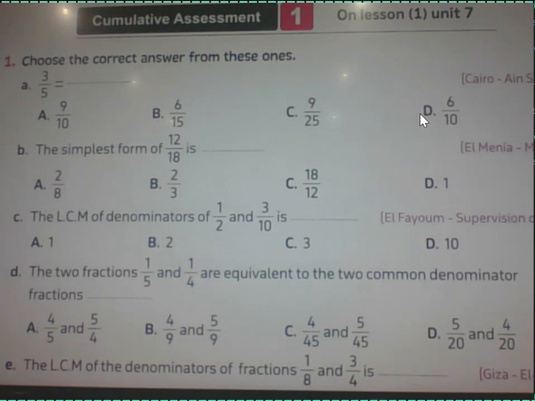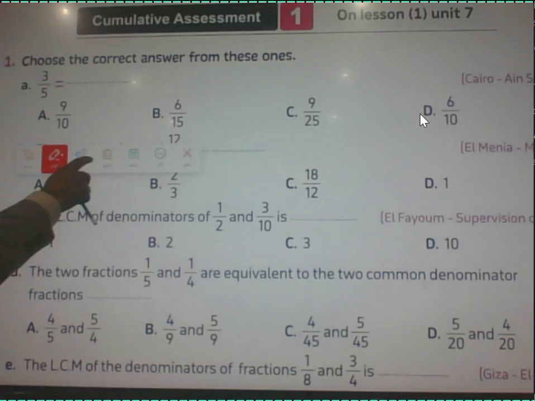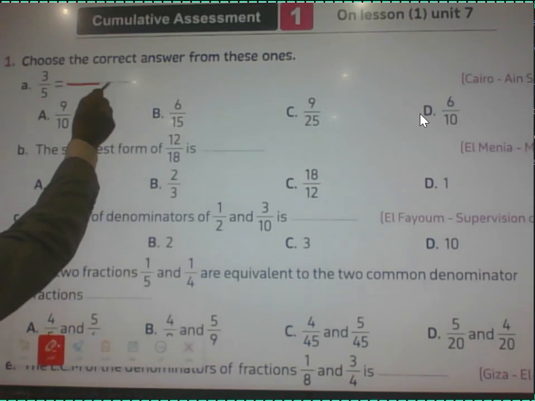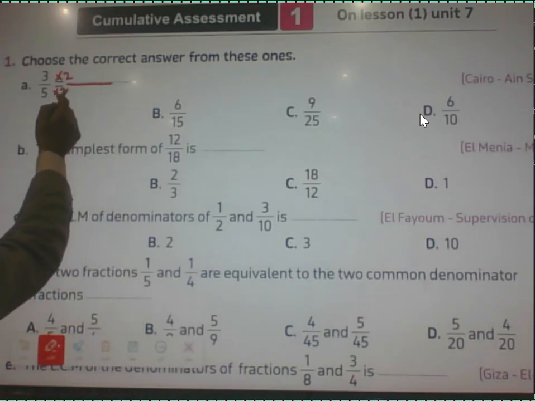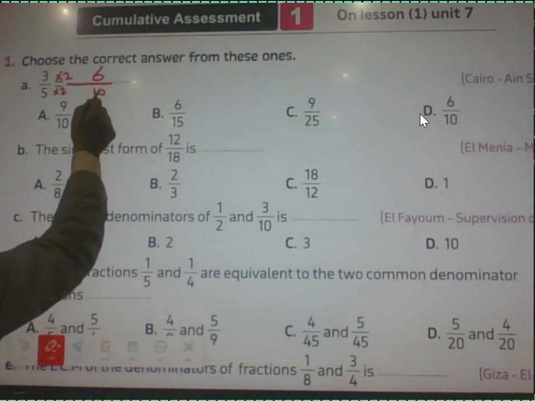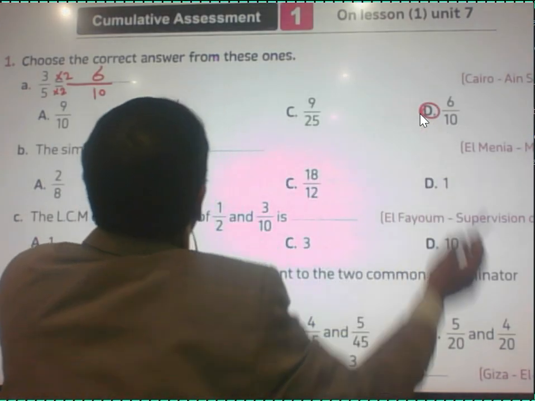Multiply by 2 up and down, numerator and denominator, to find the equivalent fraction. Like this, we will multiply by 2 and here multiply by 2. 2 times 3 equals 6, 2 times 5 equals 10. And the answer will be letter D.